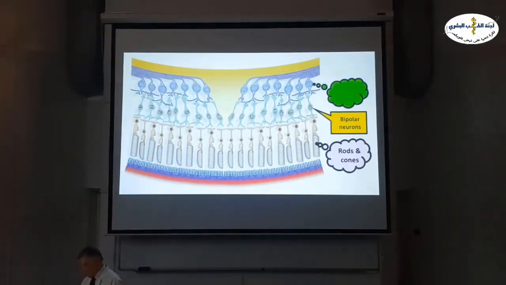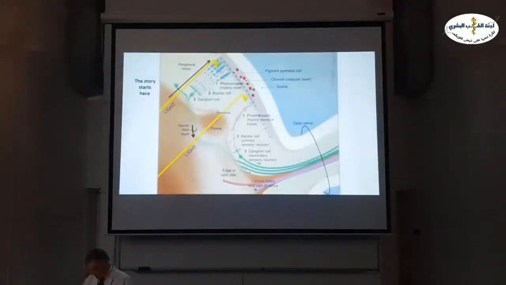And then ganglionic neurons. Ganglionic neurons will make the optic nerve. So the story starts here. Light goes through the retina down to the outer layer. Then things get processed, changed from light into action potential, and the ganglionic layer will send axons to make the optic nerve.